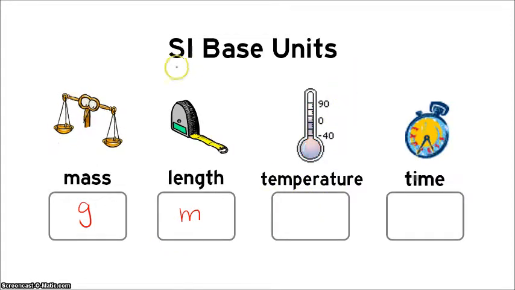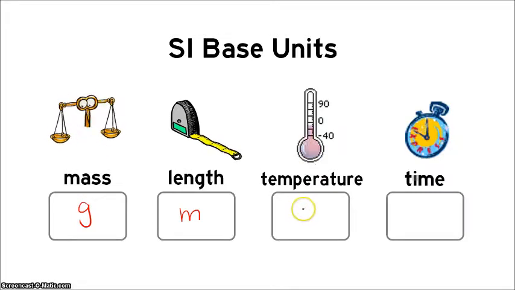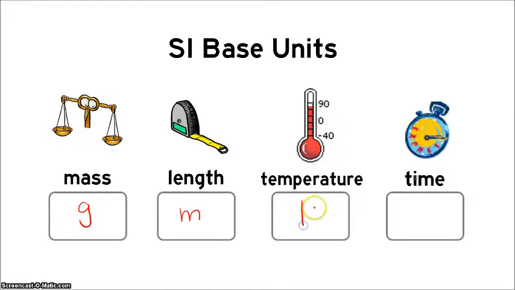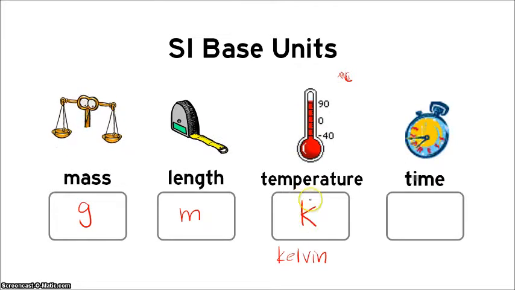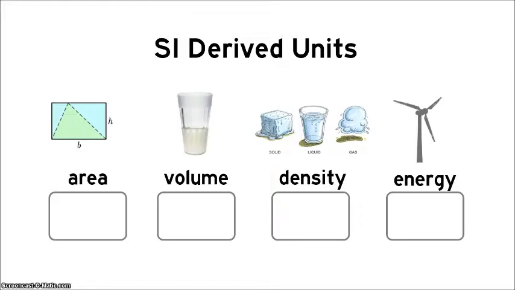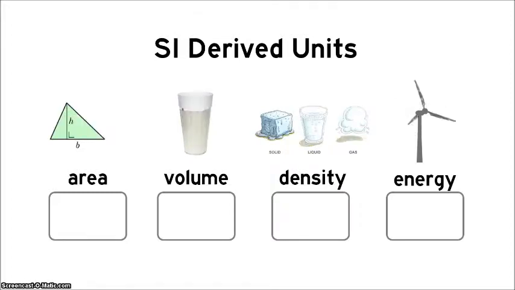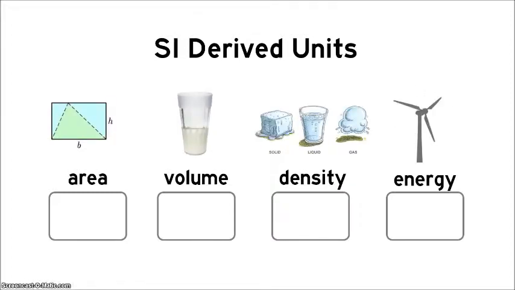Temperature for the SI system, not for a metric system, but for the SI system, is designated by a capital K, and that's because we measure in Kelvin. Now, in the metric system, we measure in degrees Celsius. We're not measuring in degrees Celsius in this. We're measuring in Kelvin in the SI system. And time we measure in seconds, which is designated by a lowercase s. There are also derived units in the metric system, which means that they come from the base units. And you'll see what I mean in a second.